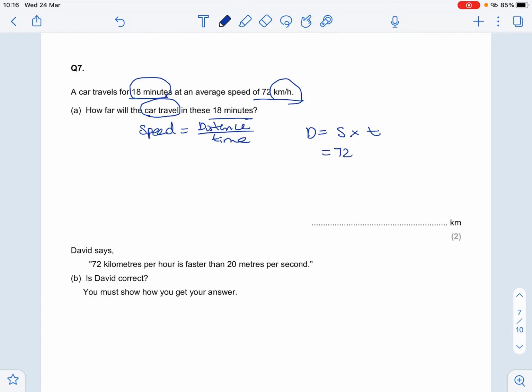So speed is 72, and there are 60 minutes in 1 hour. So to convert 18 minutes to hours, we need to divide by 60. So we should have the answer is 21.6.